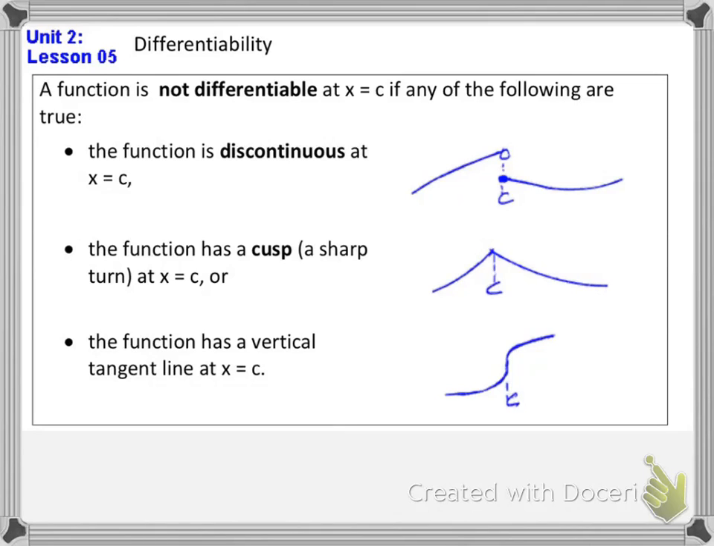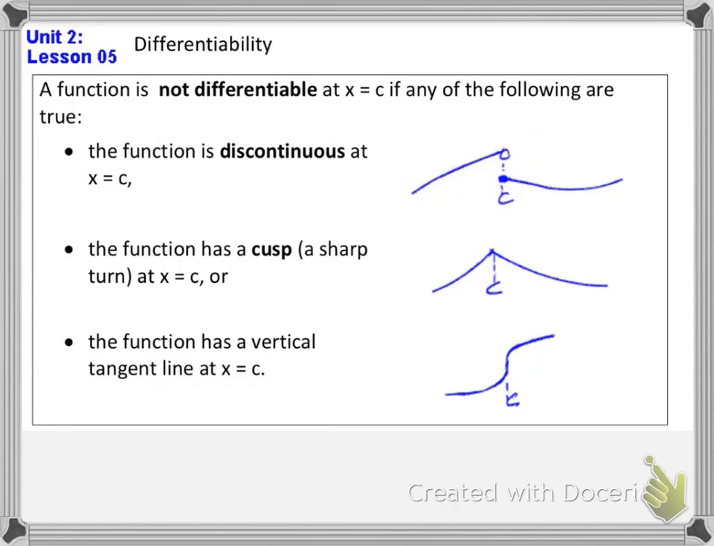A function is not differentiable at x equals c if any of the following conditions are true. Number one, the function is discontinuous at x equals c. So if you look at this example here, let's take a look at this area right here. Notice what happens at this value of c. Okay, there's a jump, right? It's discontinuous. Therefore, it's not differentiable at this value of c.